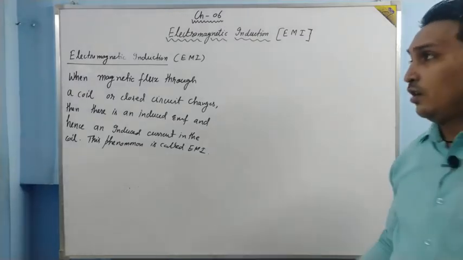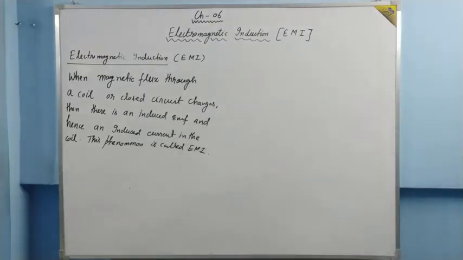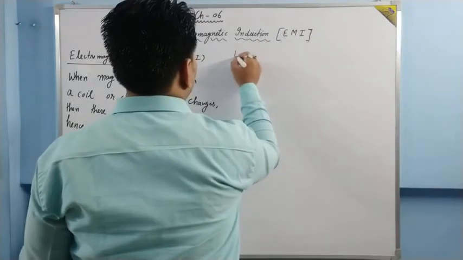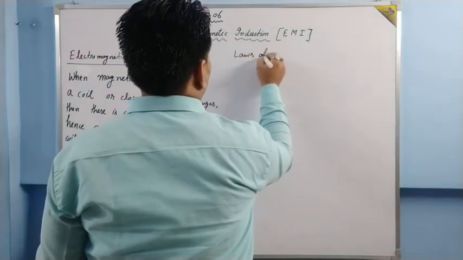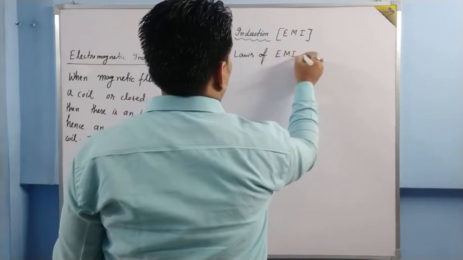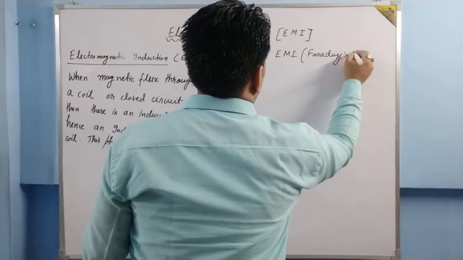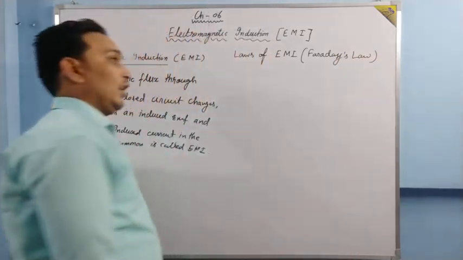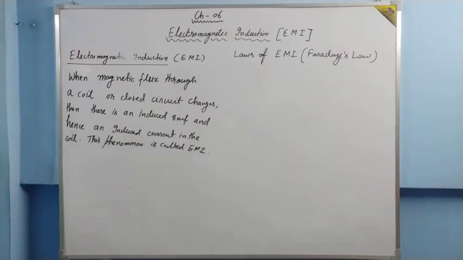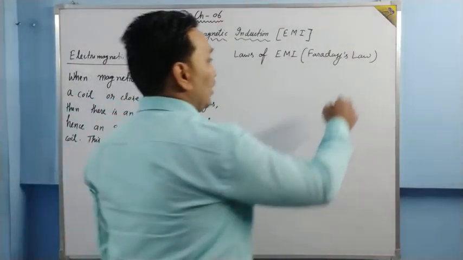Is it clear? Now, how will we come to know that the electromagnetic induction is greater or smaller? For that, Faraday gives some laws also, which we call the laws of electromagnetic induction. So next is the laws of EMI. In other words, it is called Faraday's law of electromagnetic induction. What is that?